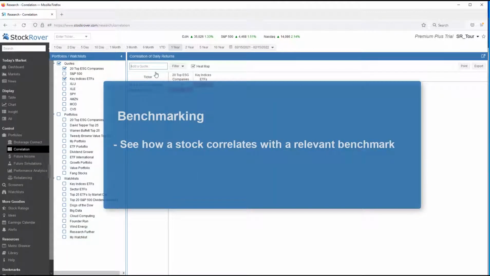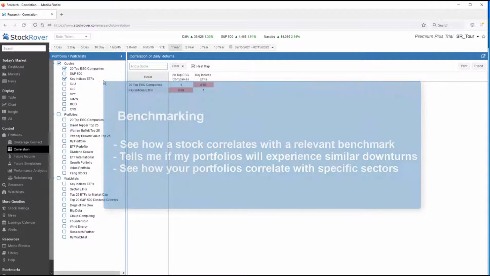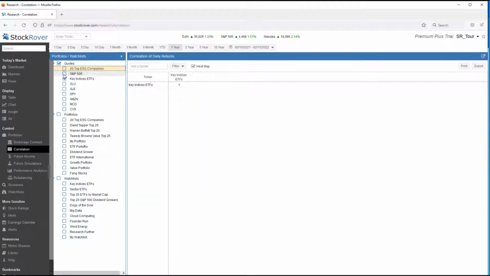This allows you to see how stocks correlate with a relevant benchmark. You can use this feature to see how different portfolios correlate with each other, or to see how your portfolio correlates with specific sectors. I'll select a few of Stock Rover's model portfolios to see how they correlate with each other. I'll start with a dividend grower.